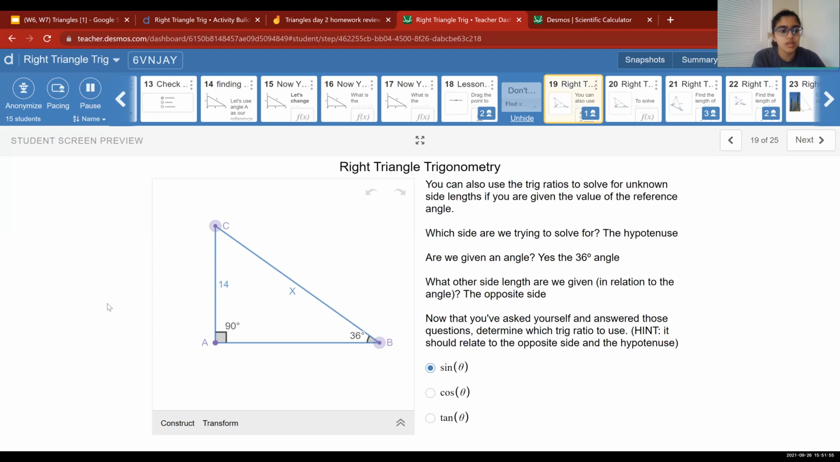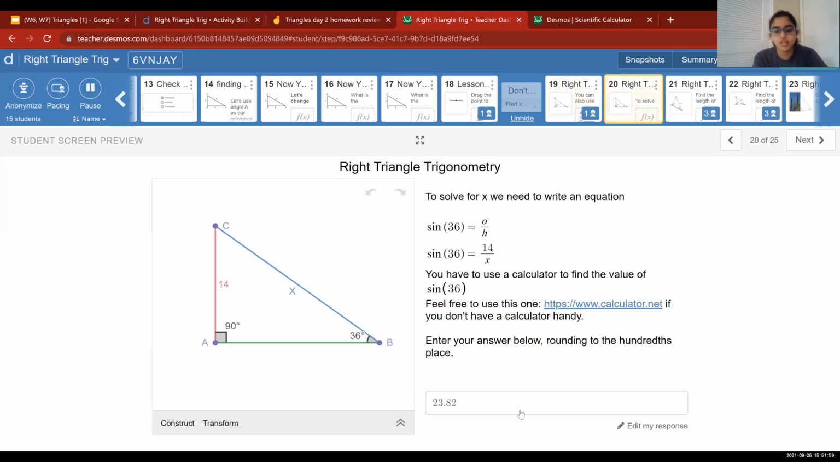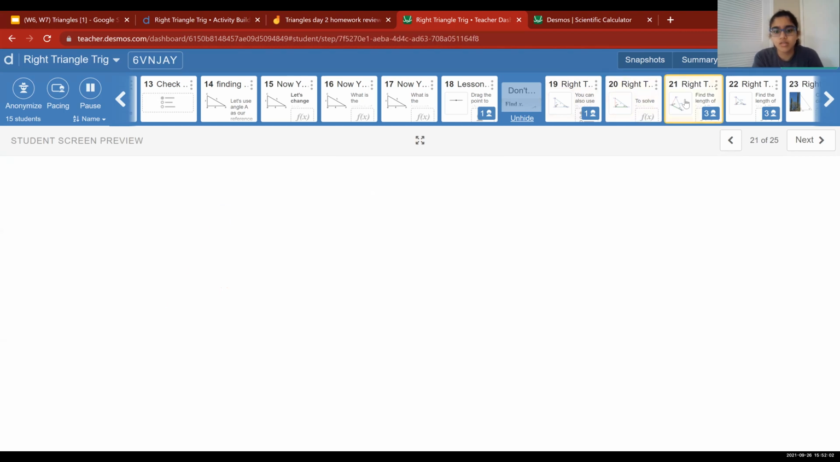Okay, so we did this problem. So it would be sine that we would use. Then for this one, 23.82 is our answer, and then 9.06 is our answer for that.